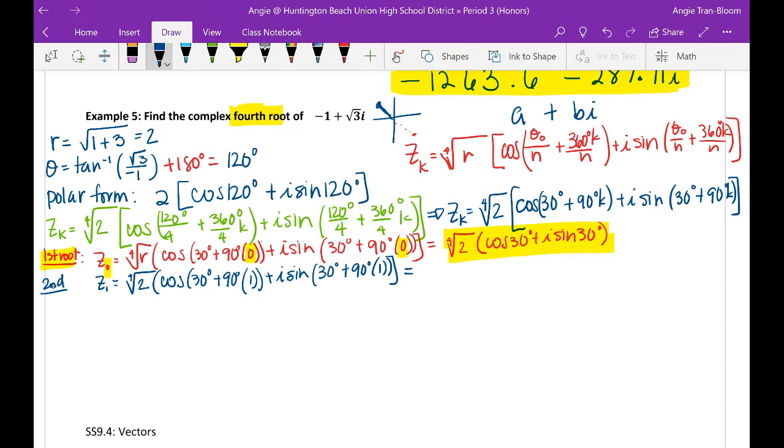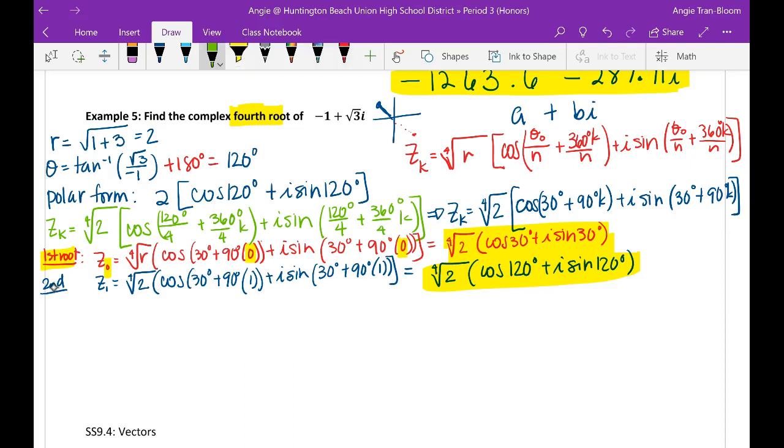And on the third root and fourth root, I'm not going to multiply anymore. I'm just going to show you that I'm going to add 90. So my second root is the fourth root of the radius, cosine of 30 plus 90, which is now 120, plus i sine of 120. So that is my second root. All of these are the answers. It's looking for the complex fourth roots, so we're going to find 4 roots of the fourth root.